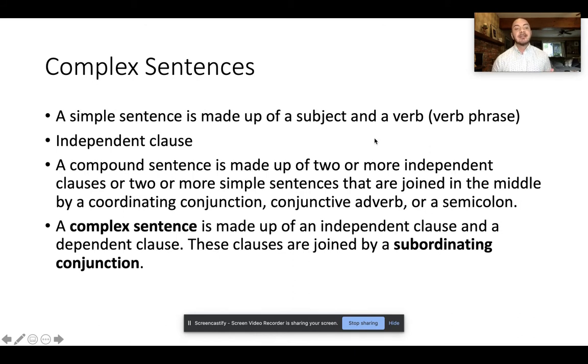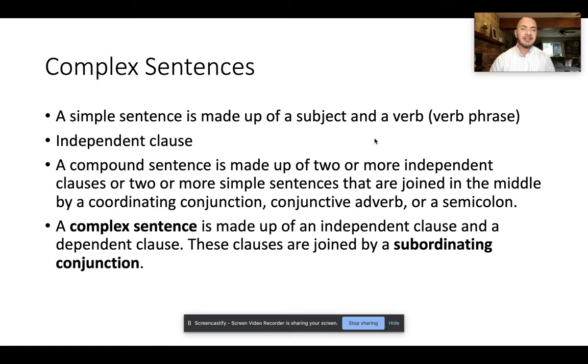So what a complex sentence is: we have a simple sentence, right, that's made up of a subject and a verb, which we've talked about in the previous video. And we know that a simple sentence is also known as an independent clause. So we have our subject, we have our verb, and we have a complete thought. We also learned that a compound sentence is made up of two or more independent clauses. Or we can also say two or more simple sentences, and those can be joined in the middle by either a coordinating conjunction, one of your fanboys words, a semicolon and a conjunctive adverb and a comma, right, one of our fancy conjunctions, or simply just a semicolon, which we didn't touch on.